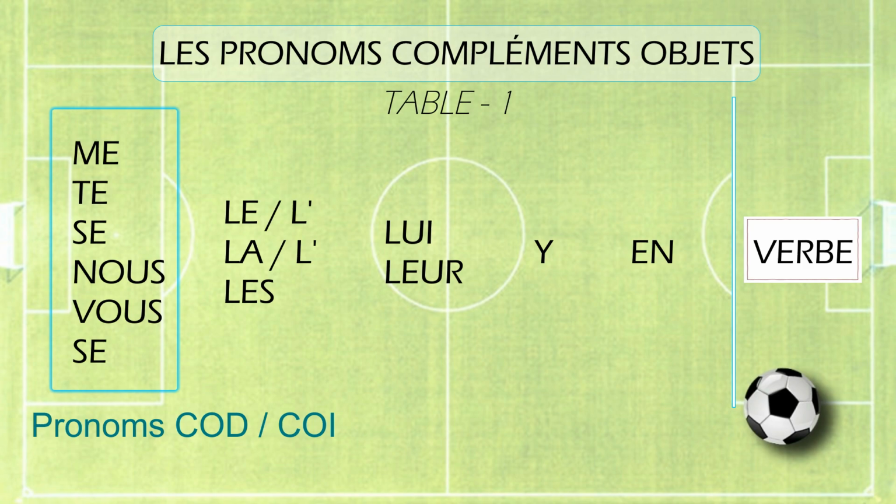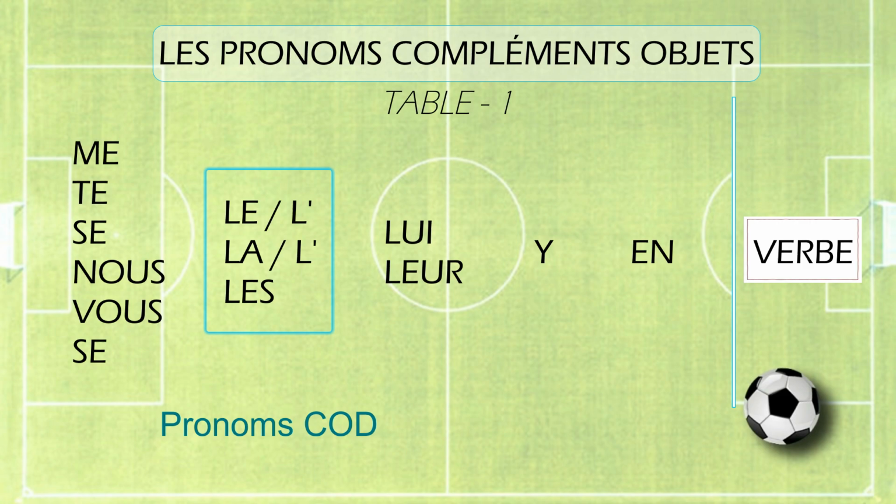Me, te, se, nous, vous, se. These can be used as pronom COD or pronom COI. That means these can be used as both direct object pronouns or indirect object pronouns. Le, la, les. These can be used only as pronom COD. That means these are direct object pronouns. They can only replace a direct object or COD.